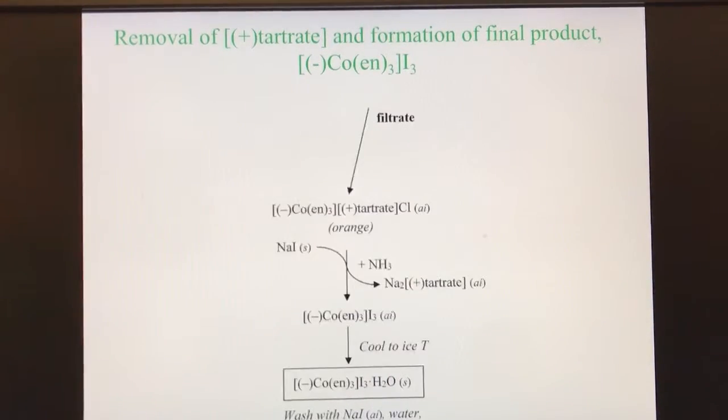All right, and then the other steps, so that negative enantiomer that stays in the filtrate because the positive enantiomer with tartrate is less soluble. With that one, you will also want to get rid of the tartrate, and very similarly, so very similar steps, you'll be adding sodium iodide, and along with some ammonia, that will be extracting the tartrate from that, and then you can isolate the negative enantiomer, minus enantiomer of the tris ethylene diamine cobalt 3 iodide. And again, you'll cool it and get some beautiful crystals out of that.